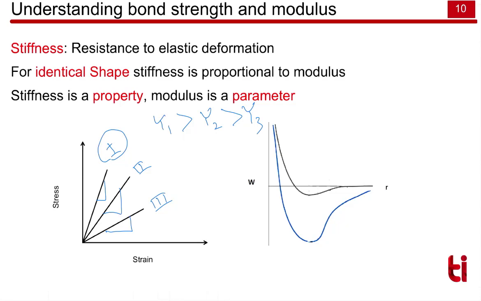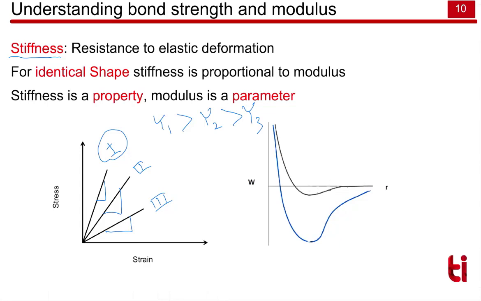This modulus is a parameter. To understand the property which modulus represents, it is called stiffness. What is stiffness? Stiffness is nothing but resistance to elastic deformation. So in these three materials, the maximum resistance is provided by material 1. So you can say it is providing more resistance to bond stretching, or more resistance to elastic deformation. So the strong bond will have a higher stiffness.